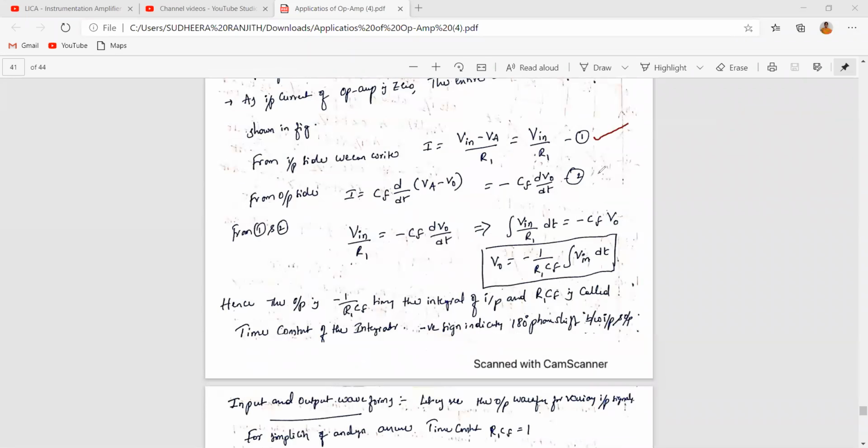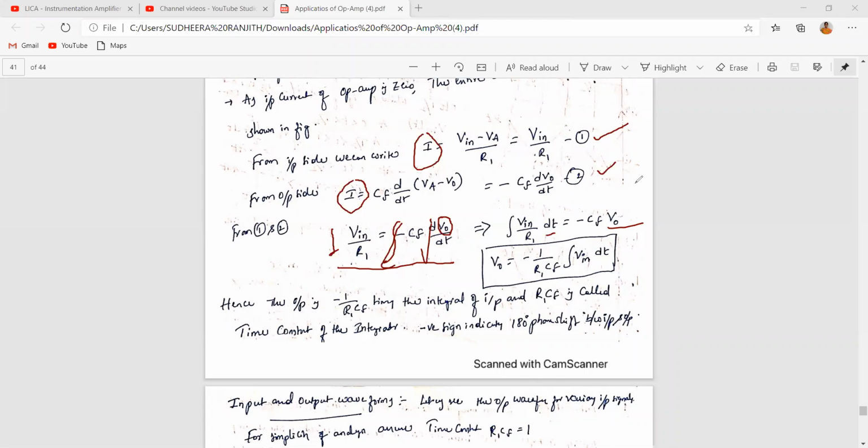Yes, sir. Then these two currents are equal. We equate equation 1 and 2. Take the integration on both sides. So the derivative and integration get cancelled. We get the integration of V in by R1 dt equals minus CF into, derivative and integration cancelled, we have the V0 term only.